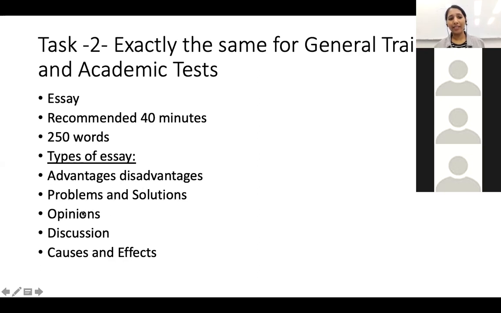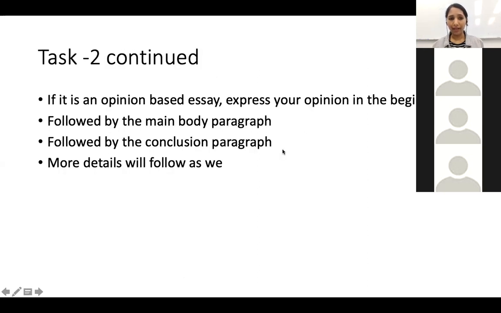These are the types of essay that you will come across: advantages and disadvantages, problems and solutions, opinion-based or discussion-based essays, and causes and effects. These are the 5 types of essays you will come across, and you will be expected to write at least 250 words. This is called your word limit. Not even a word less than 250 words. If you ask me whether there is a maximum word limit like in PTE, no, there is no maximum word limit. You can keep writing, but make sure that the word limit reaches 250 and that you form proper ideas and all that.